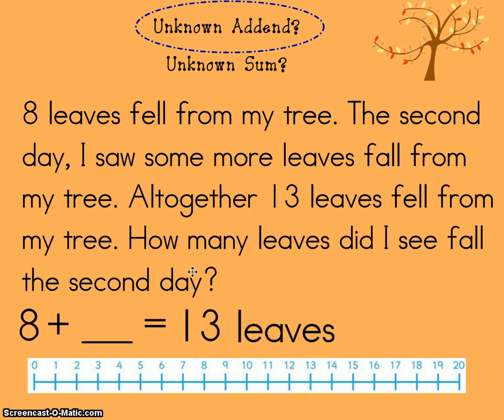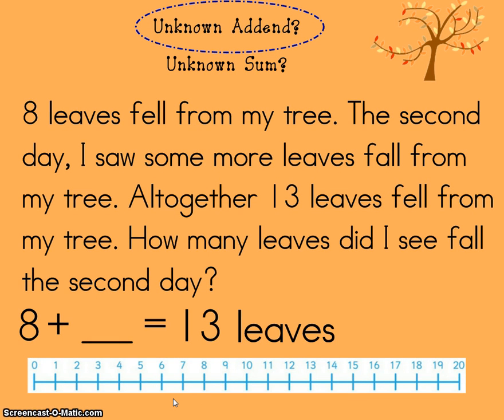They gave me the sum. They said altogether 13 leaves fell. That is my whole. That is the total, so that is my sum. This time, I thought we would use a different strategy to figure out the unknown addend. We're going to use a number line. I like a number line because it's always right there on my desk to use if I ever need it.